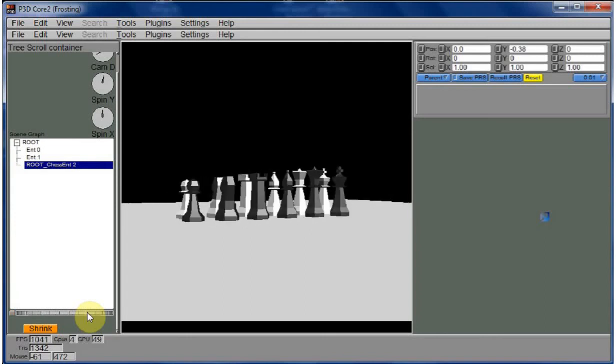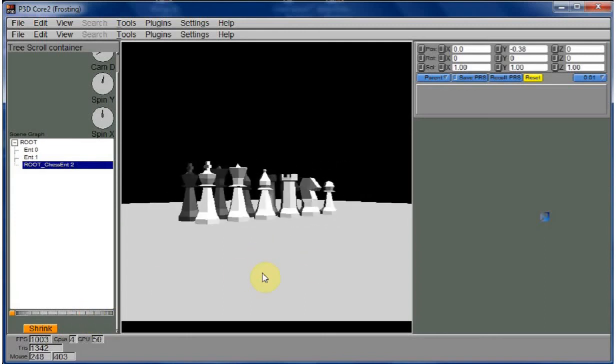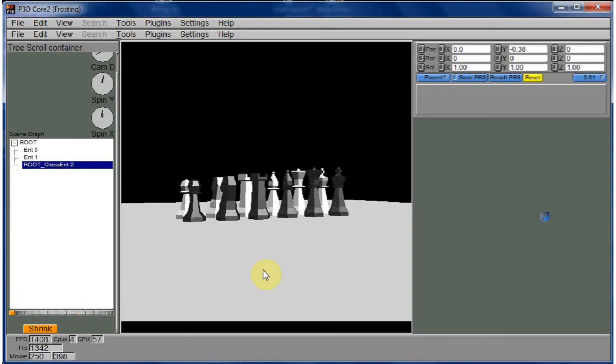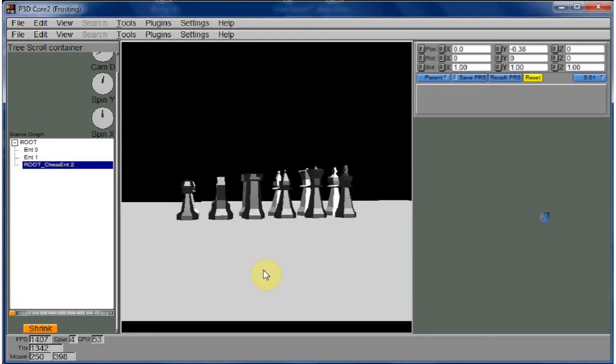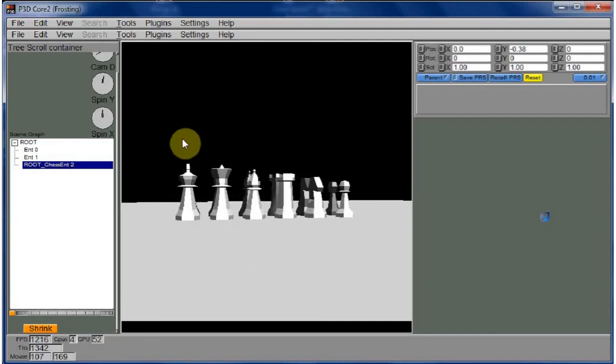The rotation that's there is non-tween, so it's not perfectly smooth. It's actually relative to the number of cycles, or the number of FPS. Anyhow, hope you enjoyed that, and thanks for watching.